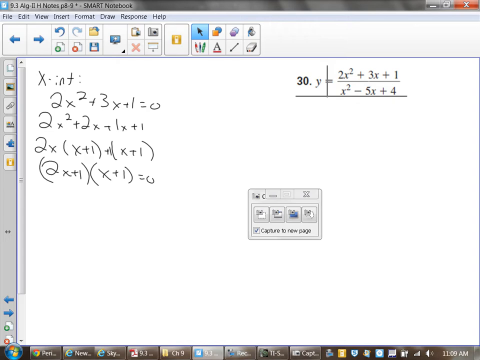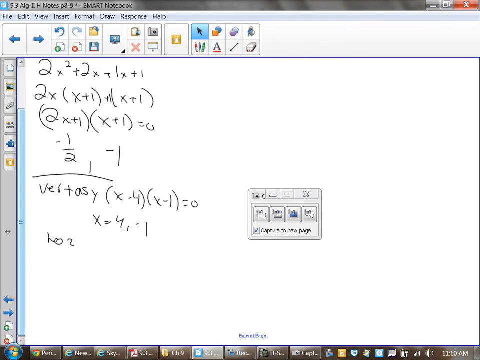So your x-intercepts are at -1/2 and -1. Your vertical asymptotes are going to be at the denominator zeros. Well, that's x minus 4, x minus 1. So it's at x equals 4 and 1. Horizontal asymptotes. Does this have any horizontal asymptotes? Yeah. Where? Two. Very good. Since the degrees are the same, you take the leading term coefficients and you have 2 over 1. So we might have a horizontal asymptote at y equals 2.